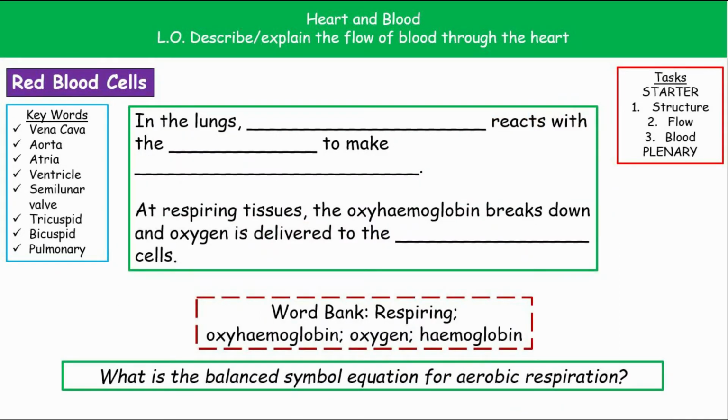What we've got here then are 2 sentences for you to have a go at finishing using the words in our word bank there in the red box, and then see if you can write me down the balanced symbol equation for aerobic respiration. A bit of a flashback to when we did our work in B1 there. So I'm going to give you a couple of minutes to have a go at those points.